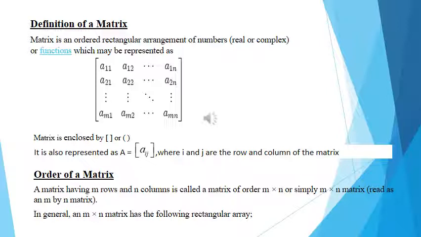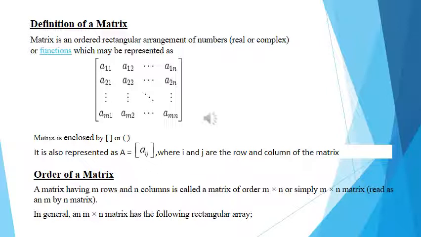It is also represented as A is equal to square bracket of Aij, where i and j are the row and column of the matrix. Always i represents the row of the matrix and j represents the column of the matrix. Remember that a row is always in a horizontal way. A column is always in a vertical way.